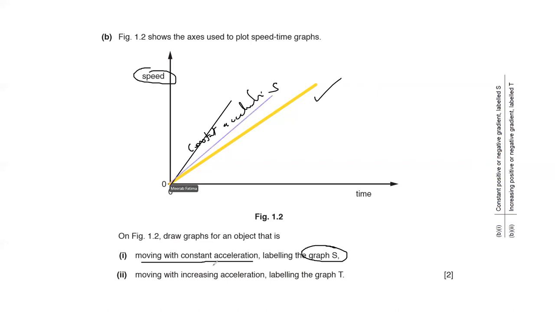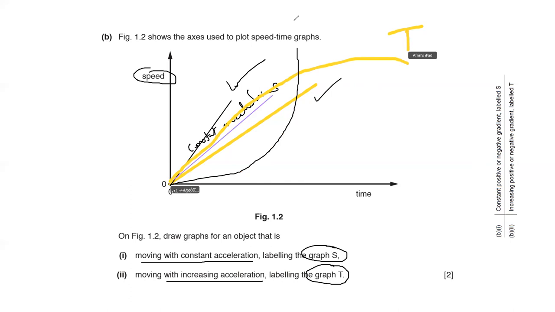And there is another graph which you have to plot for an object moving with increasing acceleration and label that as T. If acceleration is increasing, the slope should increase, and we label that as T. This is showing that acceleration is decreasing because the slope is decreasing.